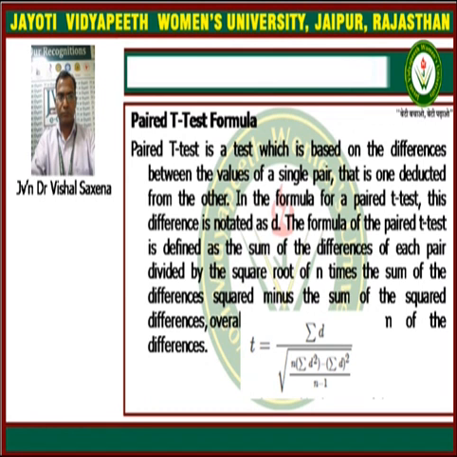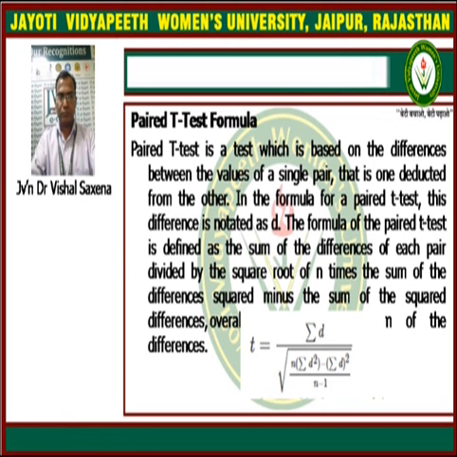Now, the paired t-test formula. The paired t-test is a statistical test which is based on the differences between the values of a single pair, where one is deducted from the other. In this test, what should be the formula? The formula of the paired t-test is defined as the sum of differences of each pair divided by the square root of n times the sum of the differences squared minus the square of the sum of the differences, over n minus 1.